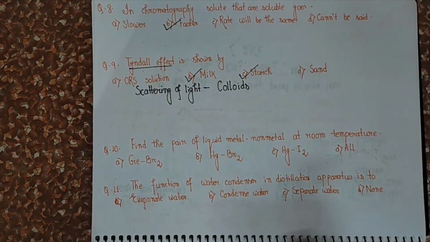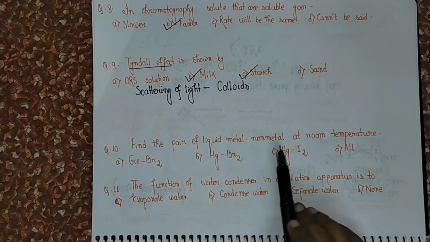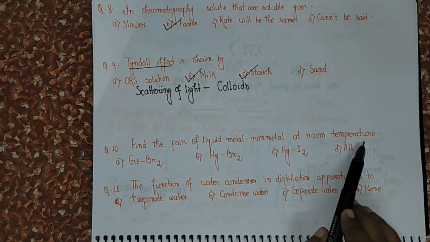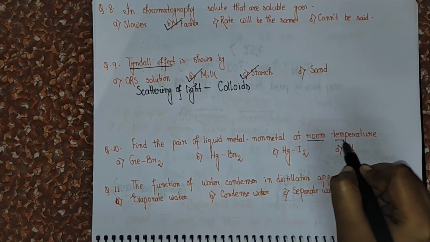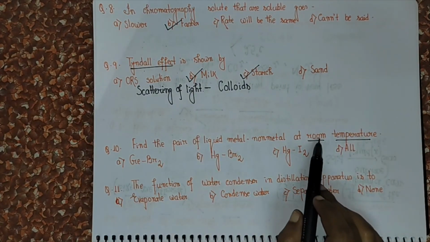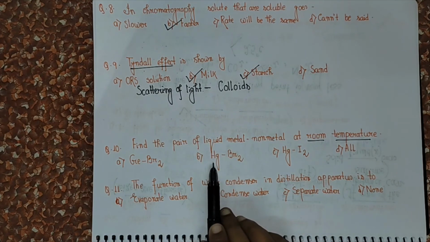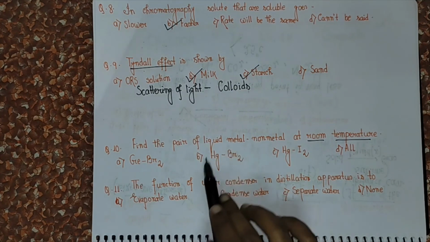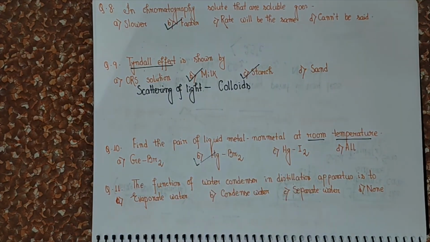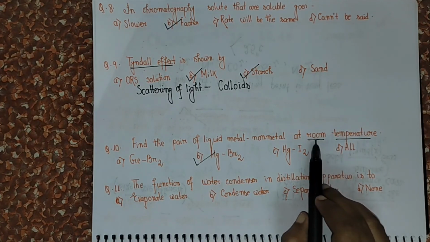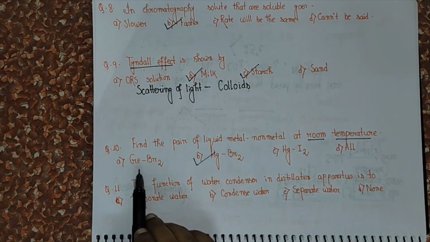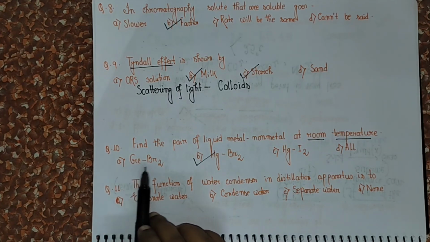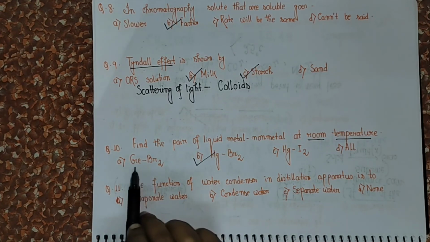The next question: find the pair of liquid metal and non-metal at room temperature. The term room temperature is very important in the question. You know which metal is liquid at room temperature? This is Hg, that means mercury. And which non-metal is liquid at room temperature? Bromine. So we will choose this option. But keep in mind that if the term room temperature is not mentioned in the question, then you may choose this option also, germanium and bromine. Because germanium is not liquid at room temperature, but at a higher temperature this metal is liquid.